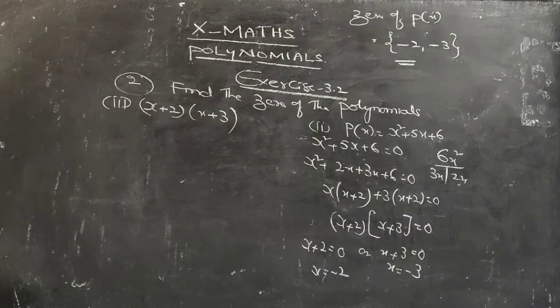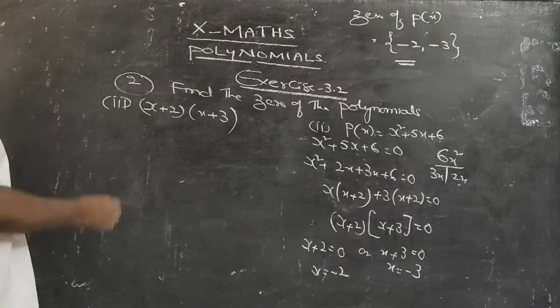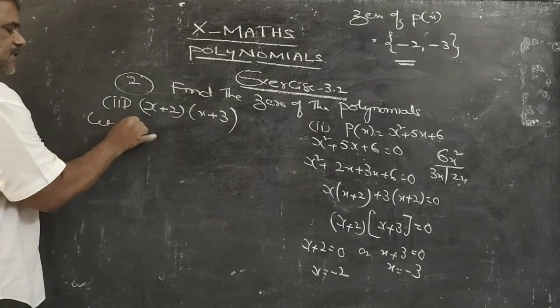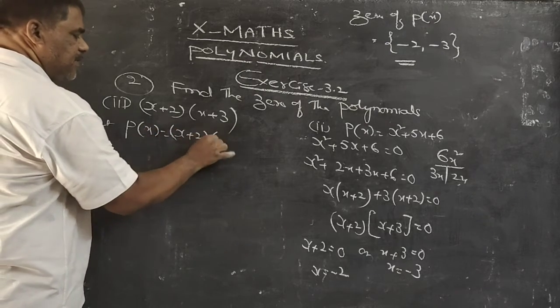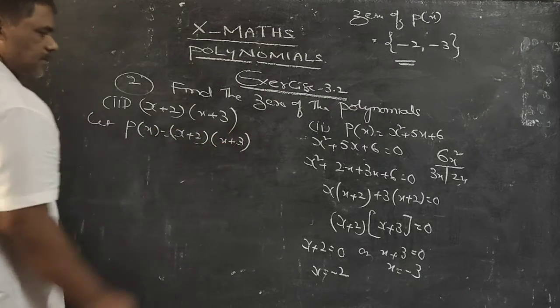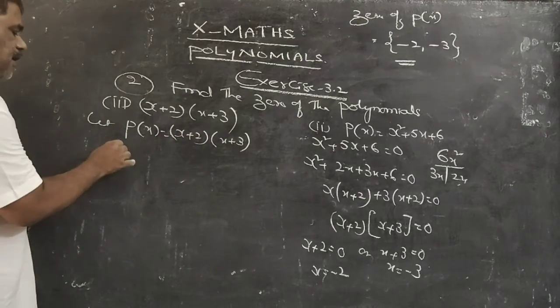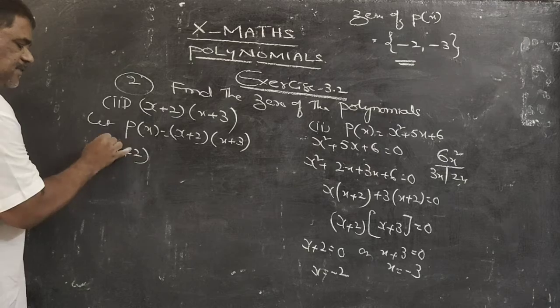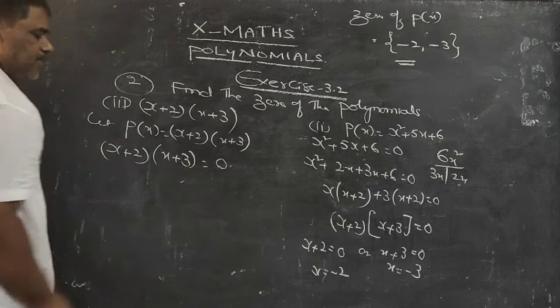Third one, x plus 2 into x plus 3, the same problem is given again. First we have to suppose the given polynomial as p(x), that is, x plus 2 into x plus 3. To find the zero of the polynomial, equate the polynomial to 0 first. x plus 2 into x plus 3 is equal to 0.